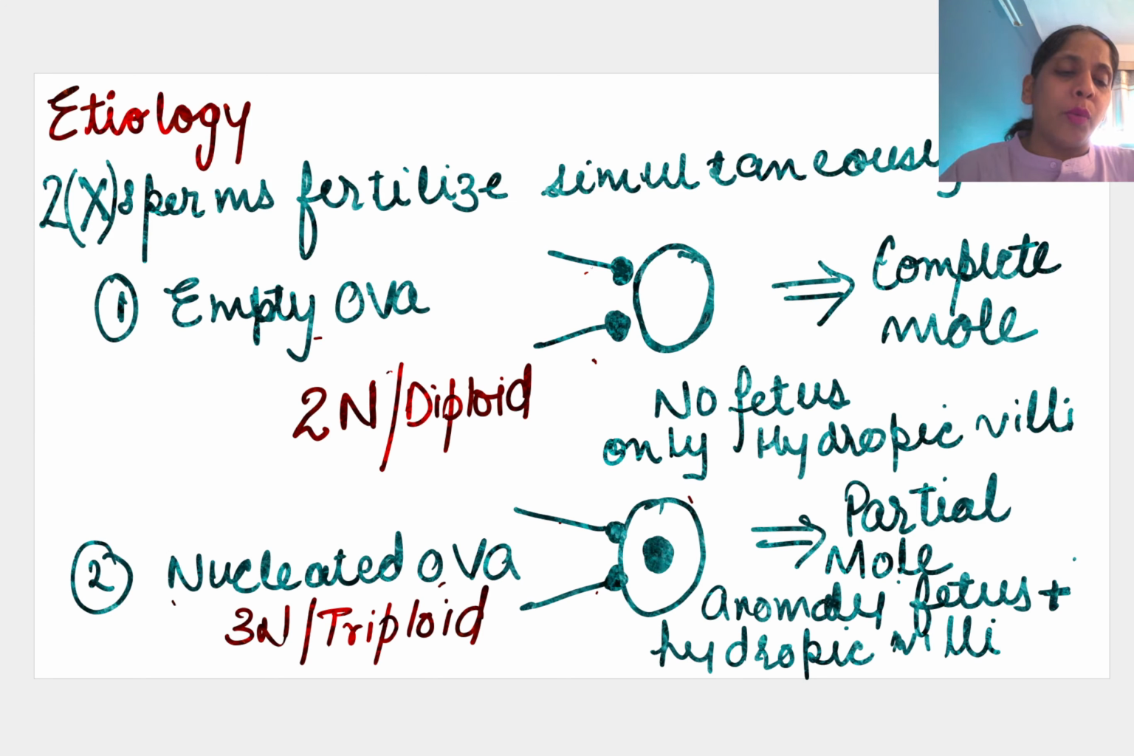Let's take a break here, and I need to ask you: why does only one sperm fertilize normally? Write in the comment section why only one sperm fertilizes normally. There is a mechanism to prevent other sperms from fertilizing, and that mechanism fails here, so molar pregnancy is the result. What is that mechanism which prevents other sperms from fertilizing?